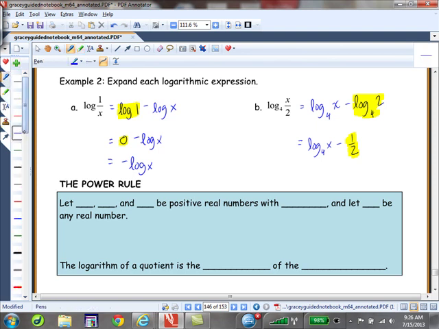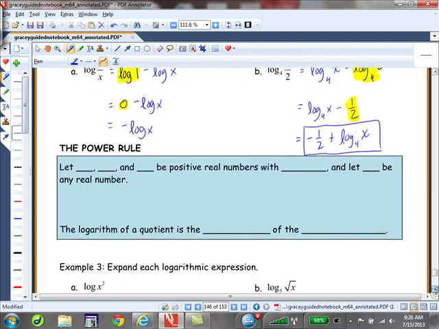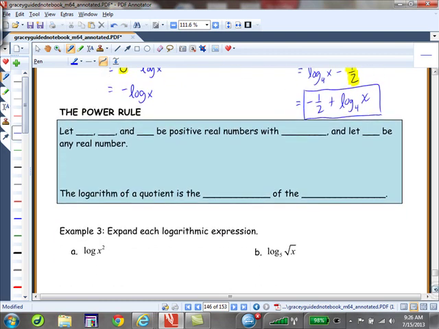Now, typically it will be written like this: negative 1/2 plus log base 4 of x, so that there's no misunderstanding that this minus 1/2 is not inside the log. In order for that to be inside the log, we would have had to put parentheses around the x minus 1/2, which is not the case.